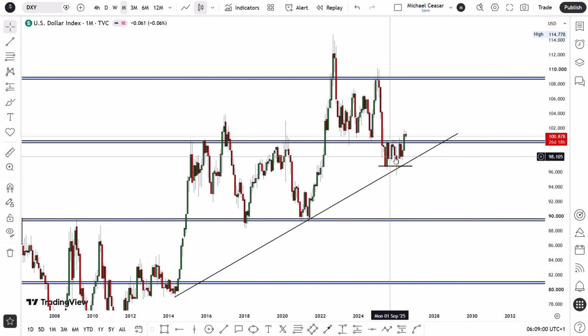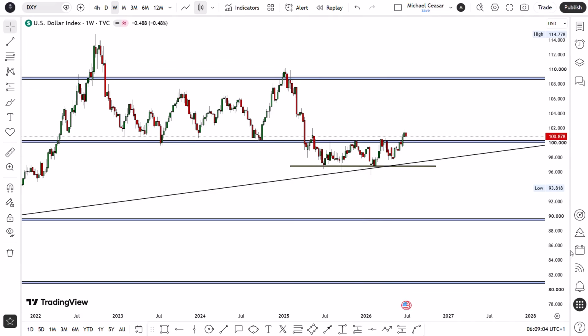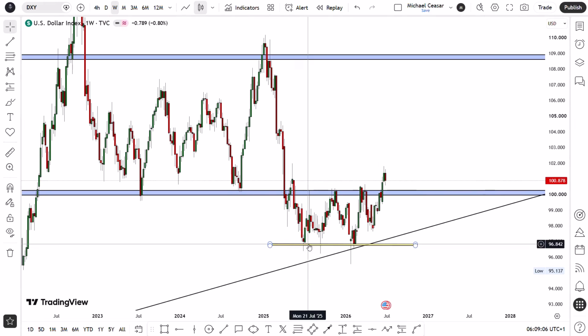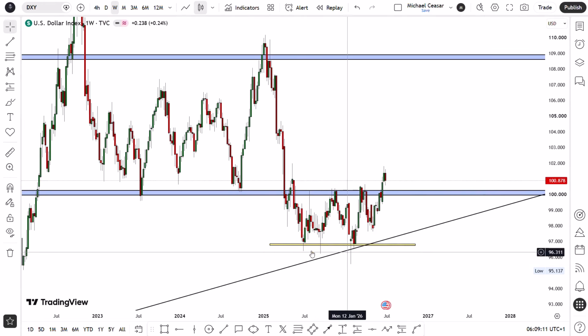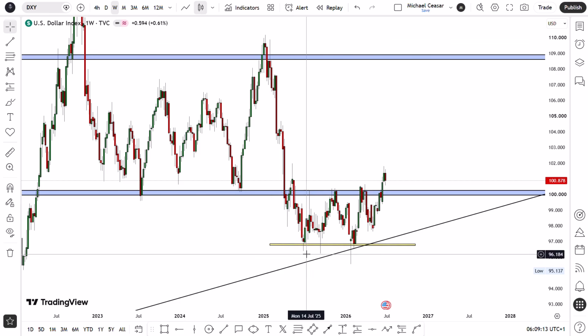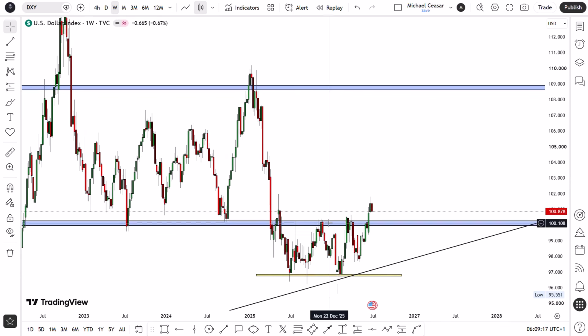Not just that, we created a reversal pattern at this region. And what's the reversal pattern? If I go on the weekly time frame, you guys can see how DXY sat on this zone. We created this low, this equal low, which some say is a double bottom, and this is the neckline of that double bottom. You guys can see how we've broken out of the neckline of that double bottom.